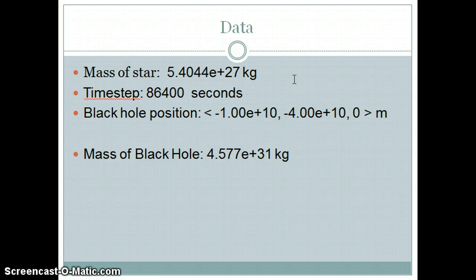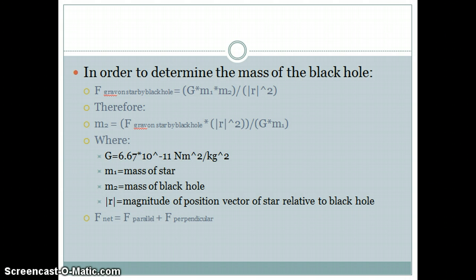From this data and through the use of the VPython code, I determined the mass of the black hole to be 4.577 times 10 to the 31st kilograms. So the way that I calculated this mass was through the use of Newton's law of gravitation.